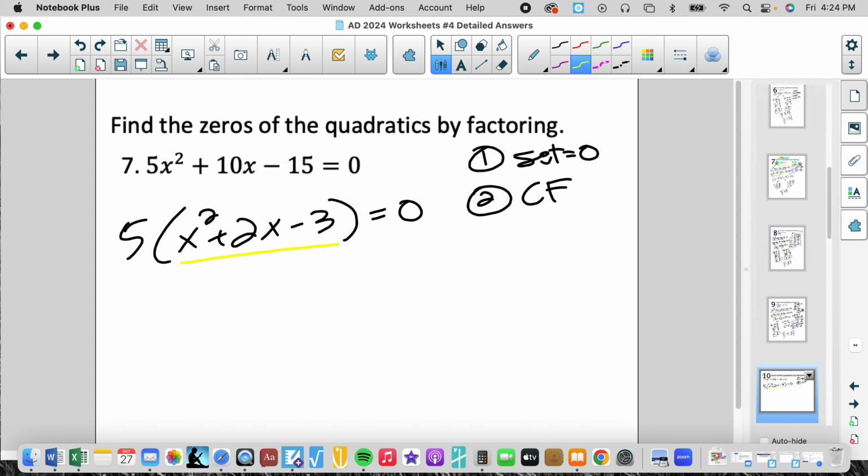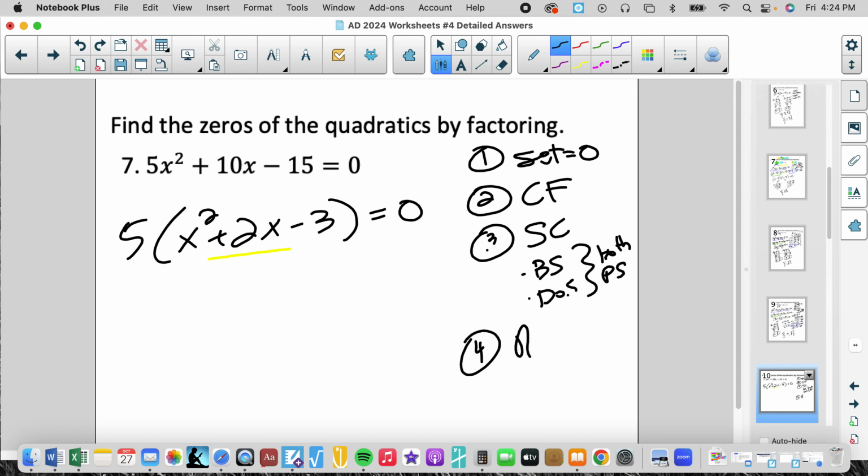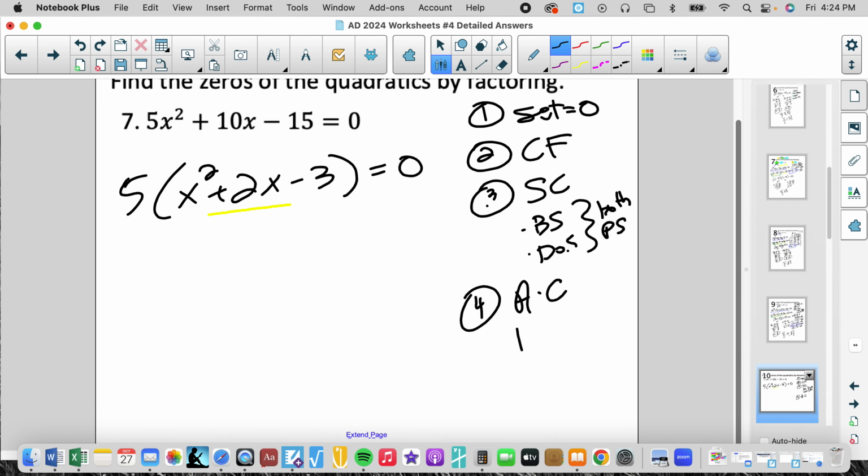We will go through those little techniques. Special case: is it a binomial square or the difference of squares? Remember, both of those have perfect squares. Are both the first and the third perfect squares? No. So it's not going to be a special case, so we're going to have to use A times C. Remember, we're only factoring inside the parentheses at the moment. My A is 1, my C is negative 3.